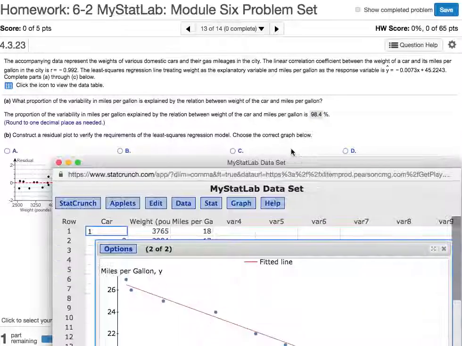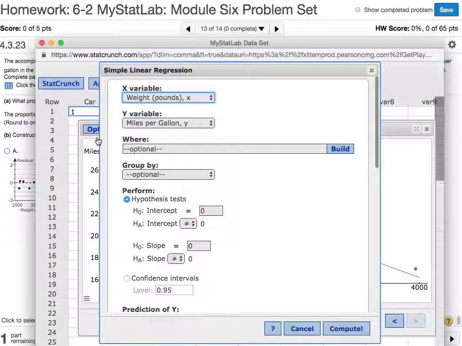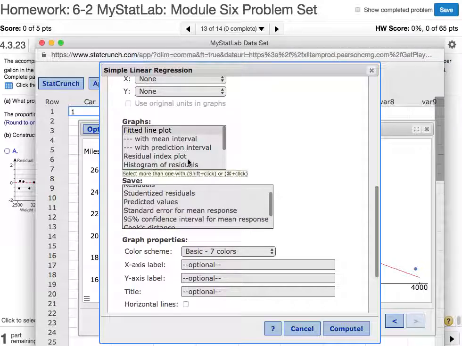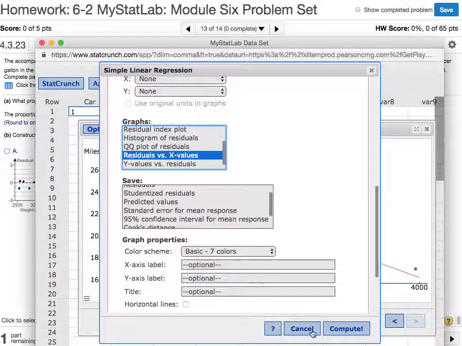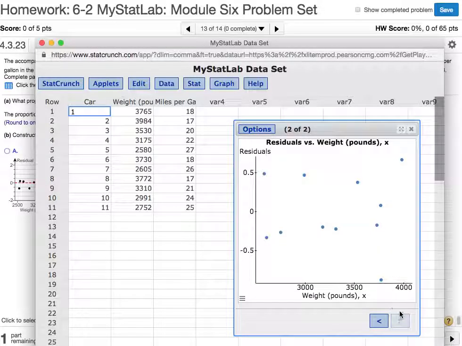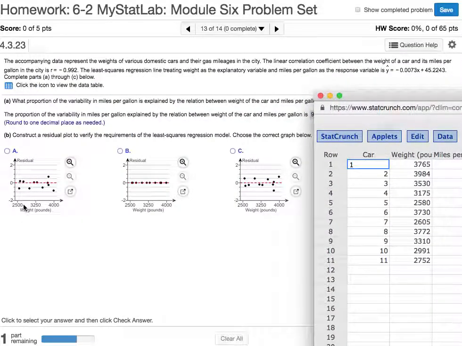So what we can do is go in here and edit, and choose residuals versus X values. Okay, and let's take a look at this. Here we have the residuals on the y-axis and the weight in pounds on the x-axis. Let's see if that matches up. It does. And then I noticed that this goes to 2.